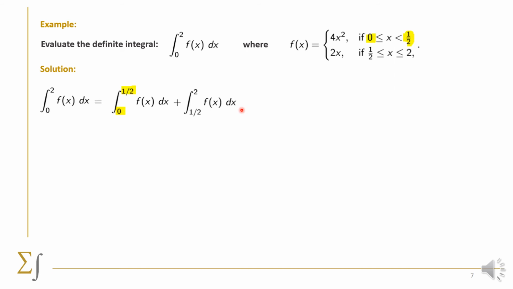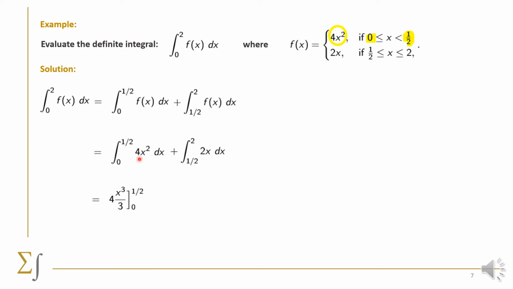Now, on the semi-closed interval from 0 to half, what's the definition of f of x? It is 4x squared. So we write the integral as follows. And we do the same thing for the other integral. On the interval from half to 2, we have f of x equals 2x. So now we go ahead and integrate as we do as usual.